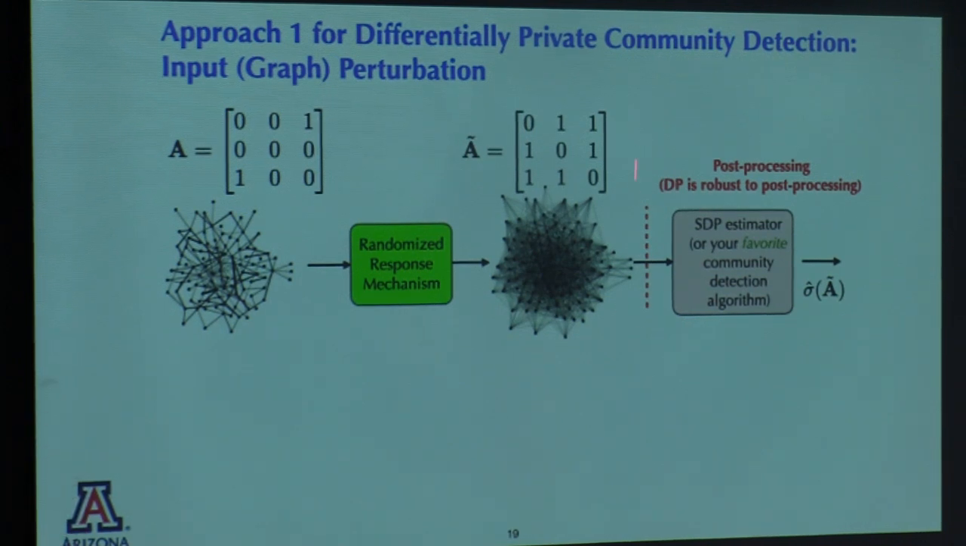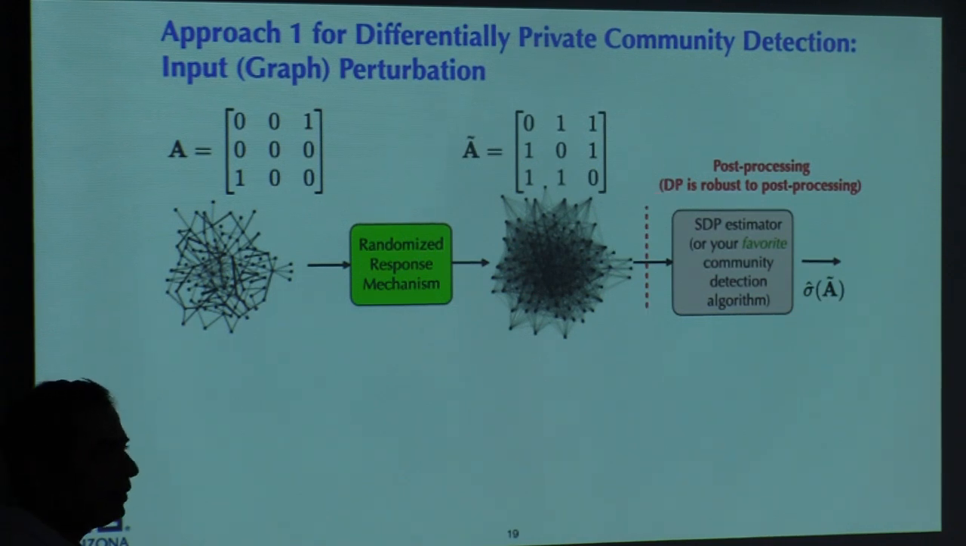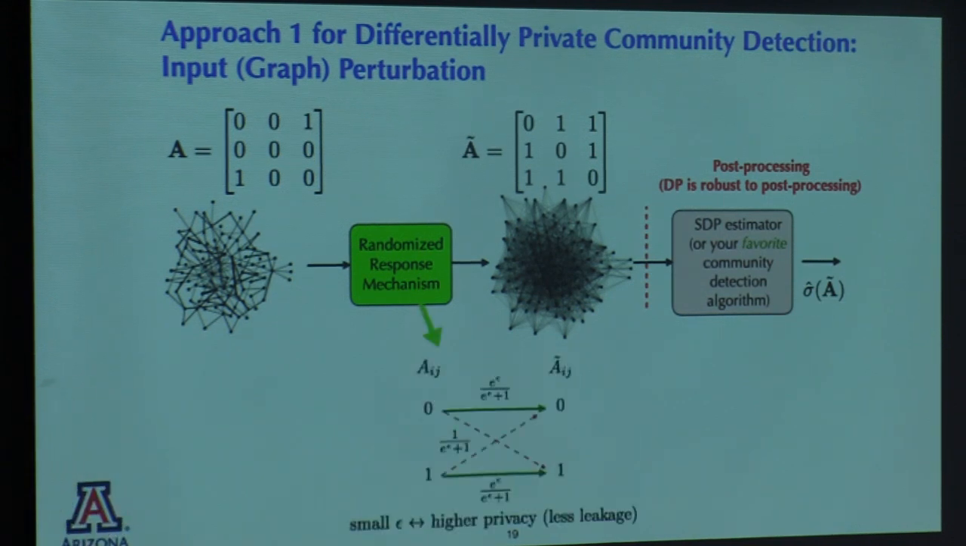This is a fundamental property of differential privacy: if you achieve differential privacy at any point, and after that you don't touch the raw data, you are robust to post-processing. Okay, so let's see how bad this is, or how good it is.